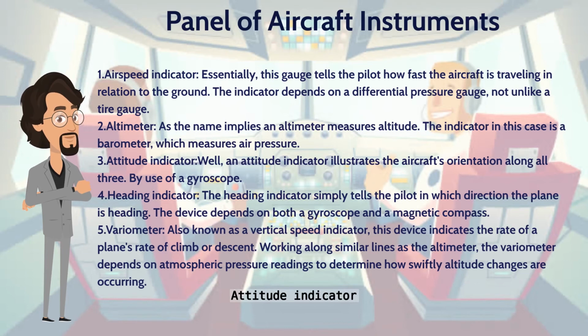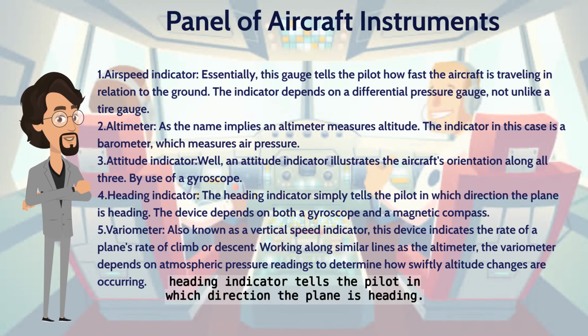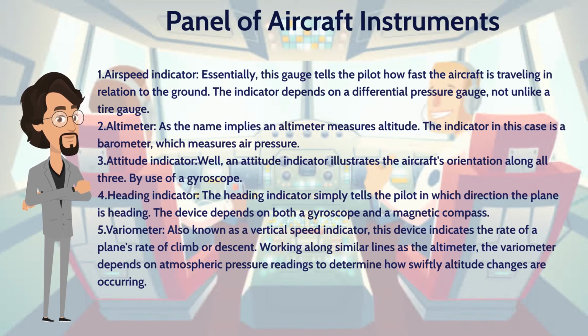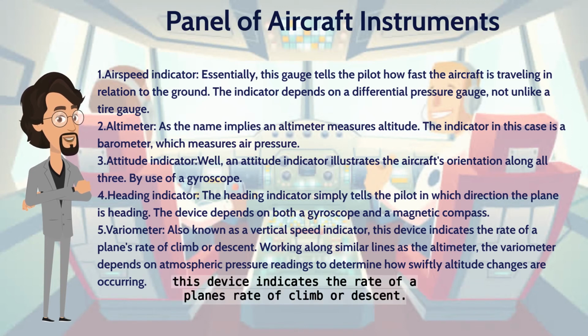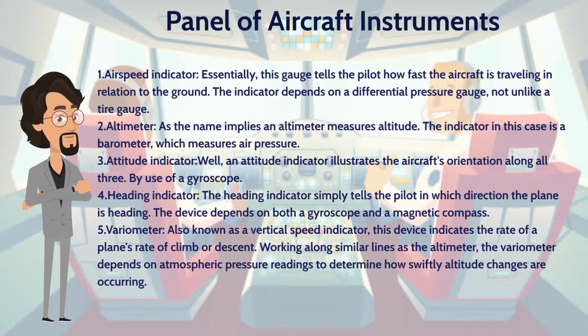Attitude indicator illustrates the aircraft's orientation. Heading indicator tells the pilot in which direction the plane is heading. Variometer, also known as a vertical speed indicator. This device indicates a plane's rate of climb or descent.